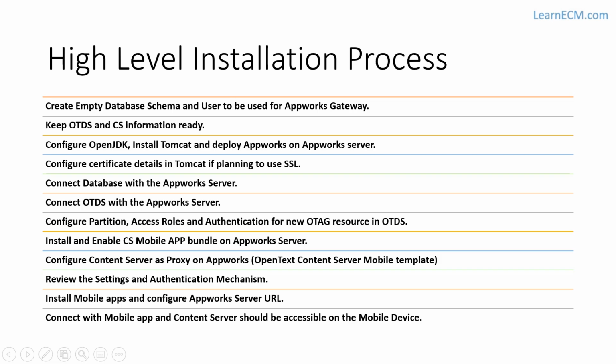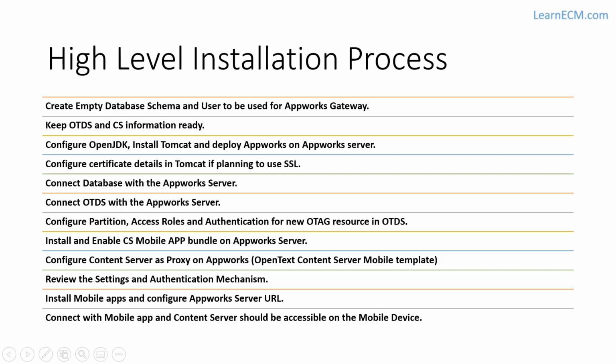We will then deploy the AppWorks application. So this we will get from OpenText. So once we get that software, we need to deploy that on Tomcat. So Tomcat will act as a web server for this AppWorks. Once we have deployed it there, the next step is to configure certificate details. If we are using HTTPS communication, then we need to install the certificates in Tomcat. Then we can start with our installation process.